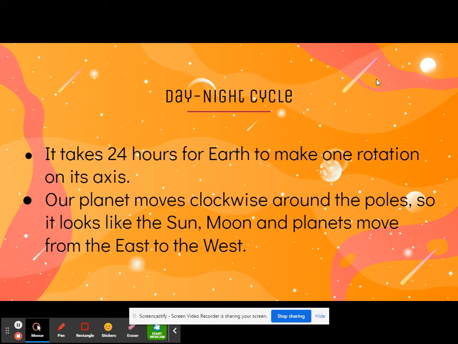Okay? In case you didn't know that. Hopefully by now you guys all know that the sun comes up in the east and it sets in the west, right? You know, the moon does the same thing. That's what it means when it says it looks like it's moving that way.